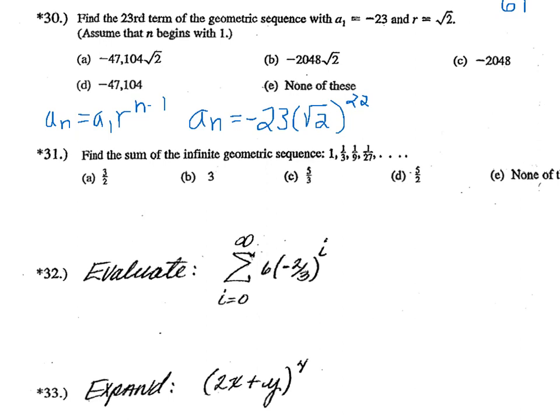On the final, I will allow you to use a calculator for these problems. So you can just plug in negative 23 and root 2 times root 2 raised to the 22nd, and it would come out to D, negative 47,104.